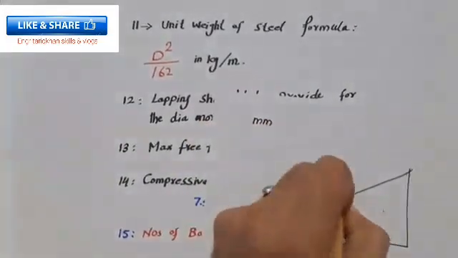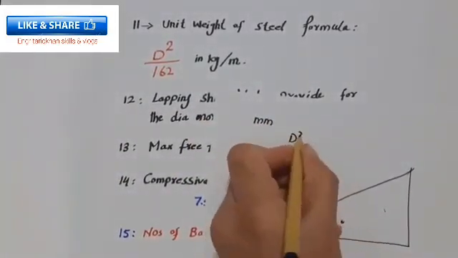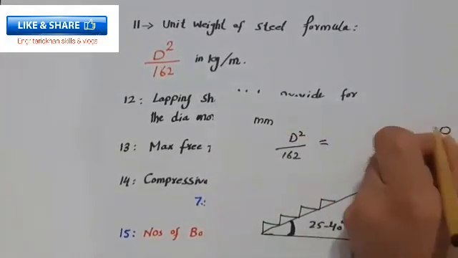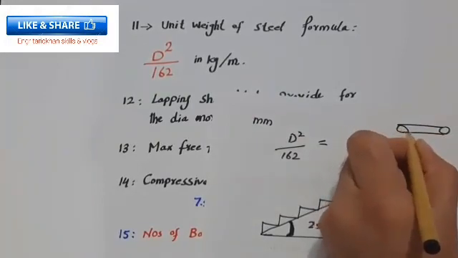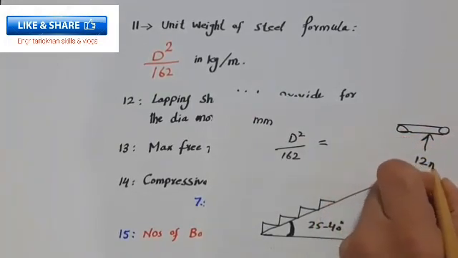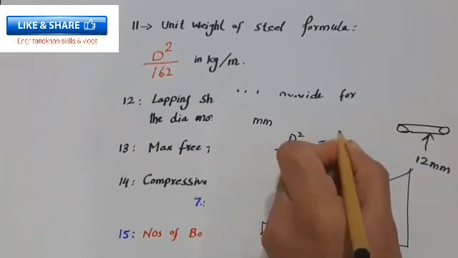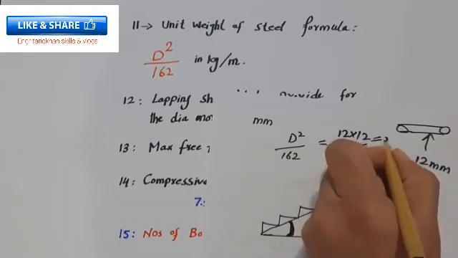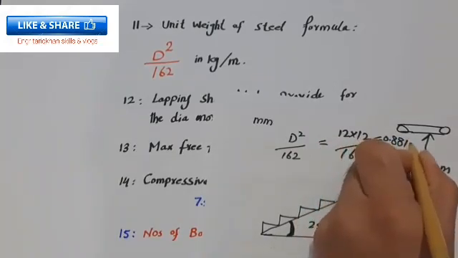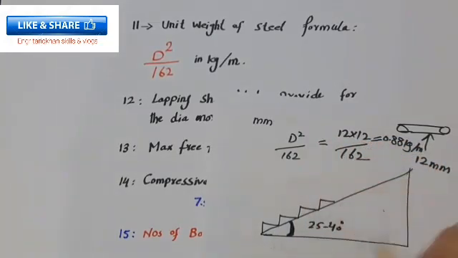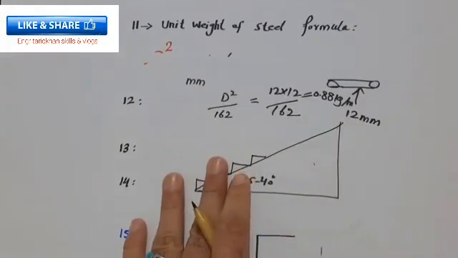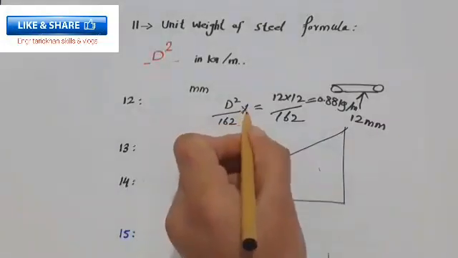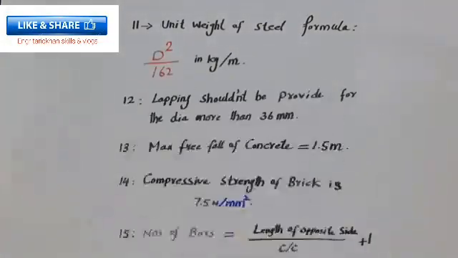For example, I am using the formula D square divided by 162. Say this is a steel rod, which dia is 12 millimeter. So the formula will be 12 multiply 12 divided by 162. It will become 0.88 kg per meter. So this is the weight of steel for 12 millimeter dia of steel rod. With the running length you can also multiply, right?